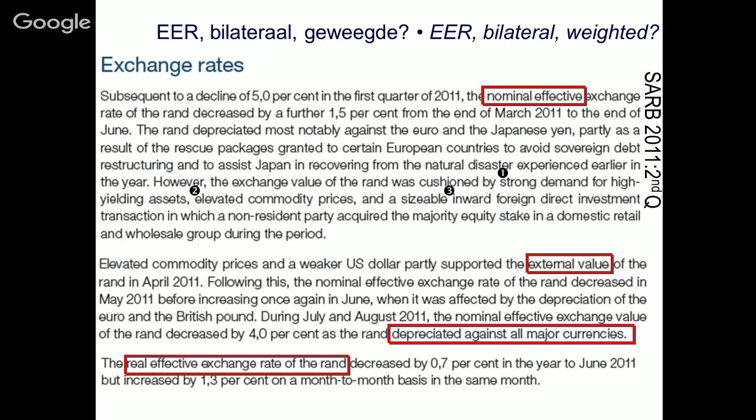Okay, so you have to focus here. You don't complicate it. What do we want to know? We want to know, if we look at the exchange rate of the rand against the dollar.